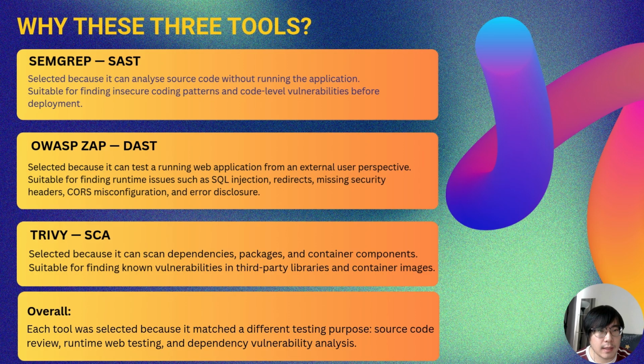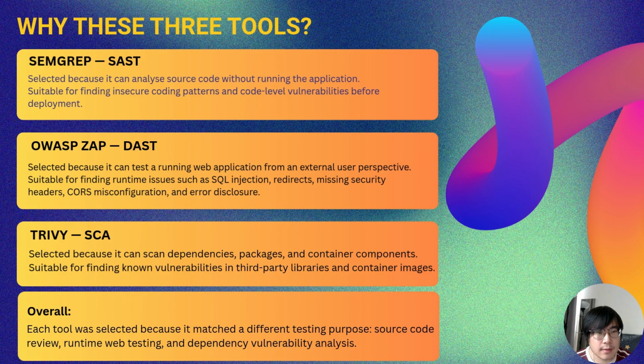OWASP ZAP was selected as the DAST tool because it can test the running Juice Shop application from an external user perspective. It is suitable for detecting runtime issues such as SQL injection, redirects, missing security headers, CORS misconfiguration, and error disclosure.